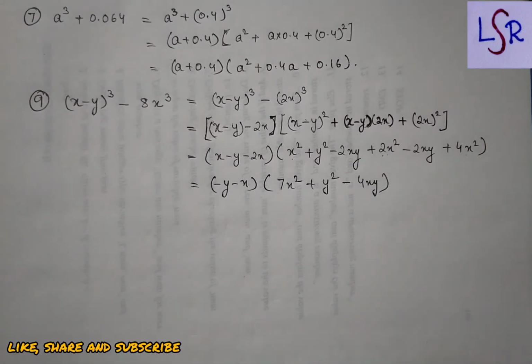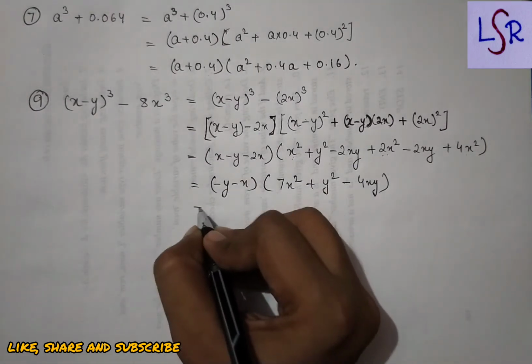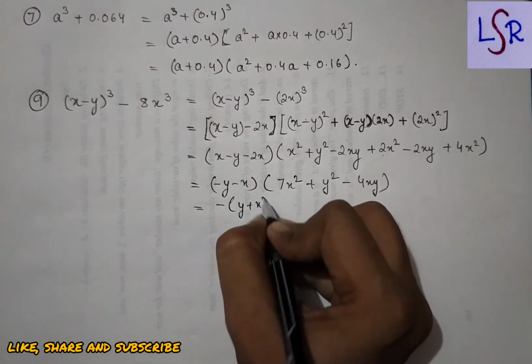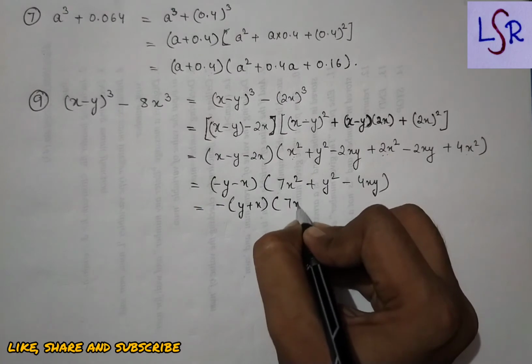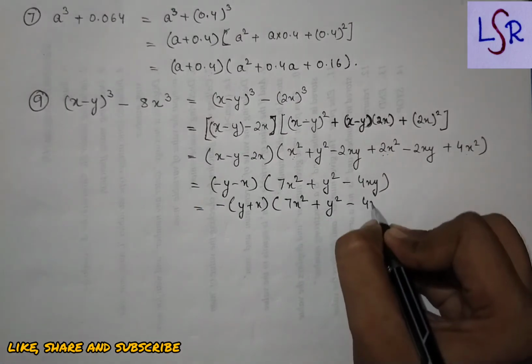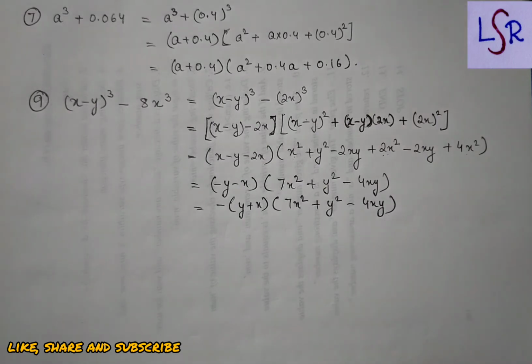Then we can take the minus common from these two, and it will be written as minus y plus x, then 7x square plus y square minus 4x and y. Now we'll go for question number 11.